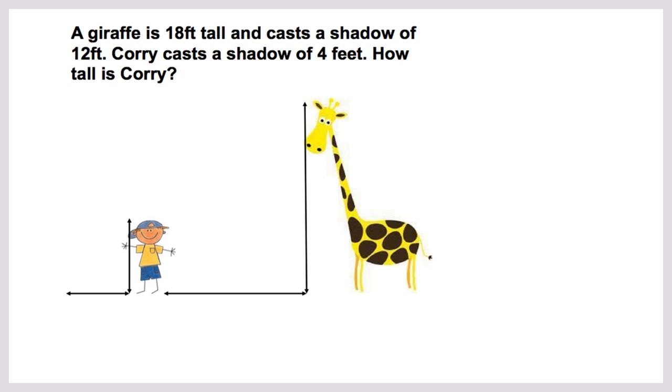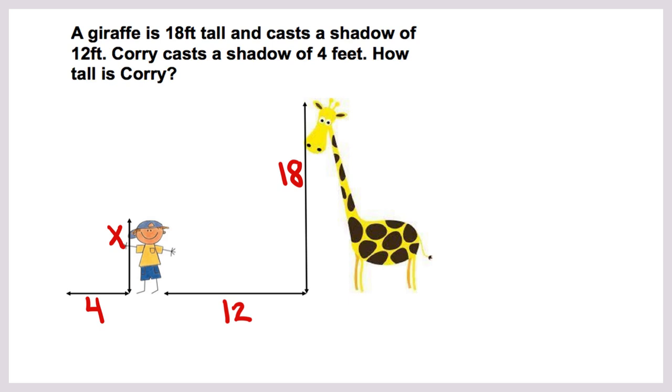Okay, so on this one, I say draw the pictures because we're going to label the pictures. It says that the giraffe is 18 feet tall. Well, from foot to the top of his head is going to be 18 feet. So I'm labeling that an 18 because it runs up and down. He casts a shadow of 12 feet. The shadow is going to be on the bottom. So I'm labeling that bottom line 12. Corey casts a shadow of 4 feet. Where's Corey's shadow? On the bottom, on the ground. We're trying to figure out how tall Corey is, so I don't know how tall Corey is.